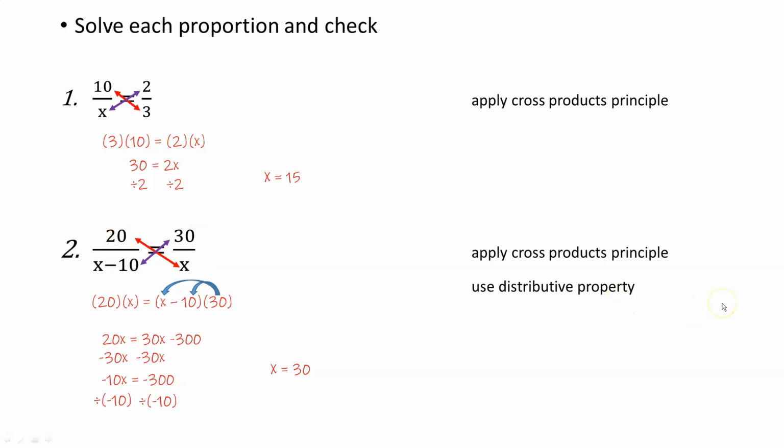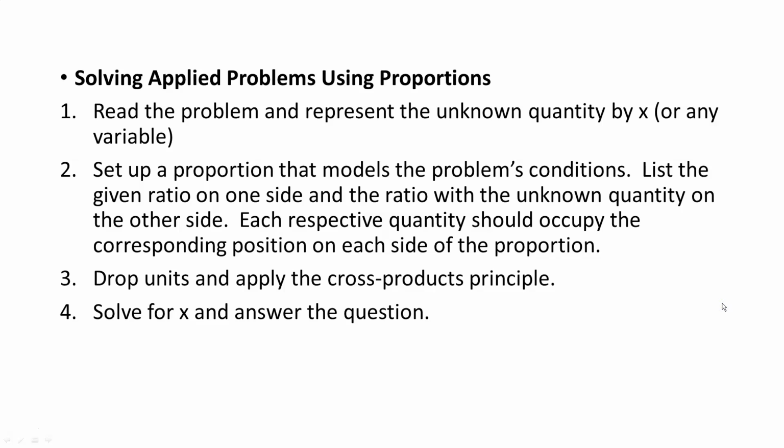We know that's correct. Okay, let's talk about solving problems using proportions. First thing we want to do is read the problem and represent any unknown quantity by x, or really any other variable. Set up a proportion that models the problem's conditions. List the given ratio on one side and the ratio with the unknown quantity on the other side. Each respective quantity should occupy the corresponding position on each side of the proportion.